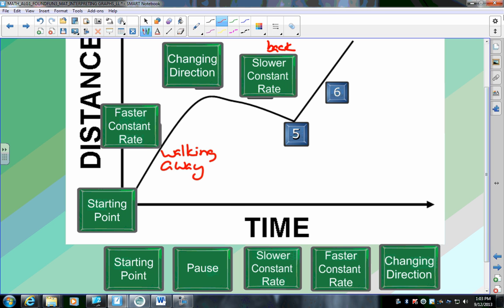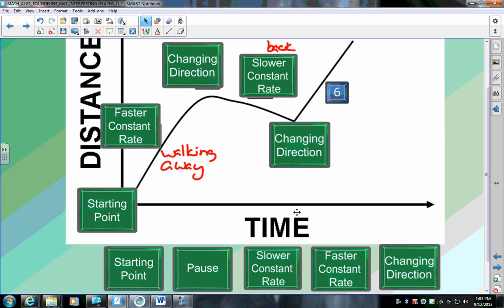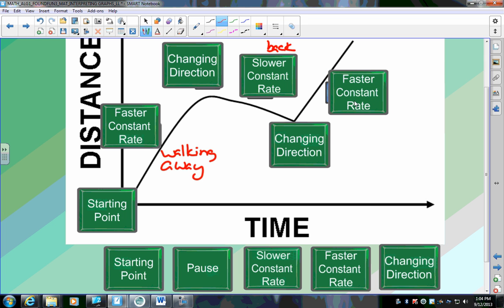Now, what's happening in 5? I am changing directions. So instead of walking back, where do I go now? I go back away, and it's going to be a faster rate because it is a steeper line. Make sure you have those down for your graph.